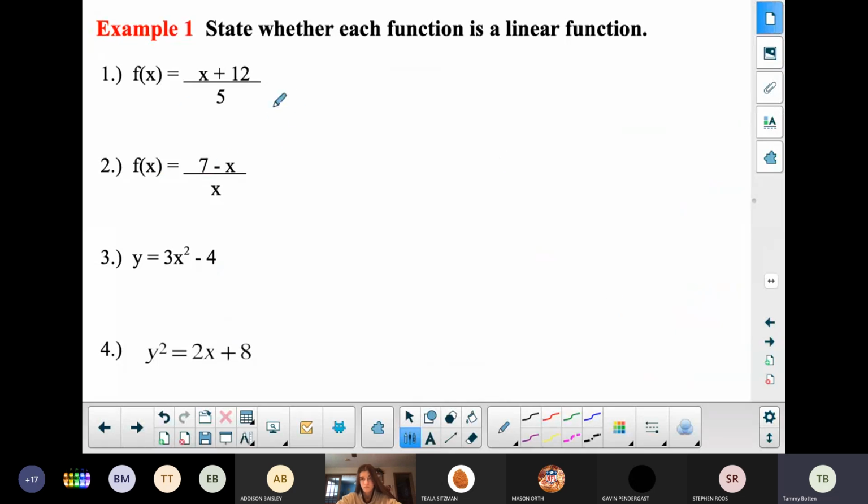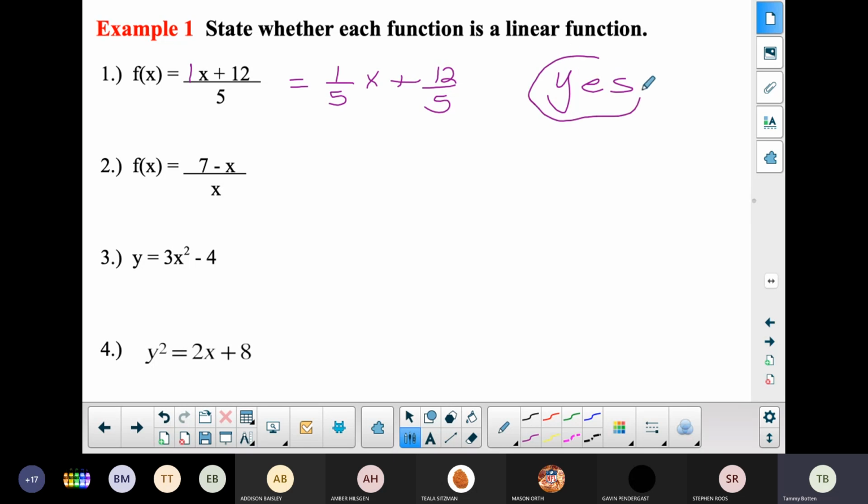All right, so when we look at this, it's basically asking us, if we graph this, would it be a linear function? And what you could do is split this up into two fractions. This would be like 1/5 x plus 12 over 5. This would be a linear function. So you just have to say yes. The x is on the top of the fraction. It's to the power of 1, so that is good.